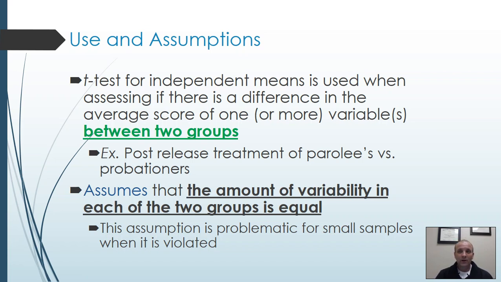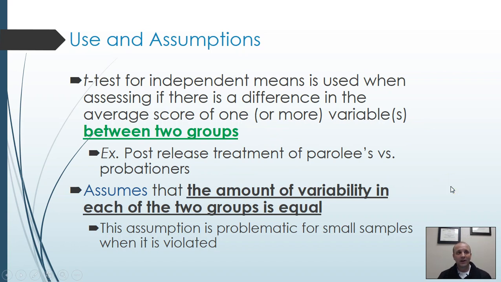of two or more variables essentially. So between two groups, you're looking at two independent groups. An example could be, as I indicated here, post-release treatment for parolees versus probationers.